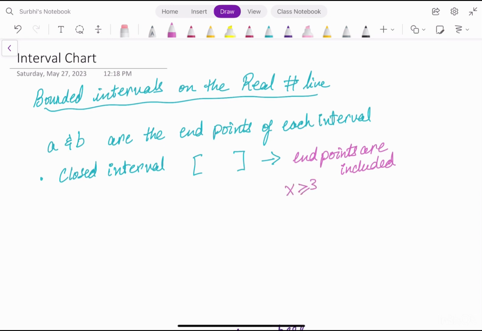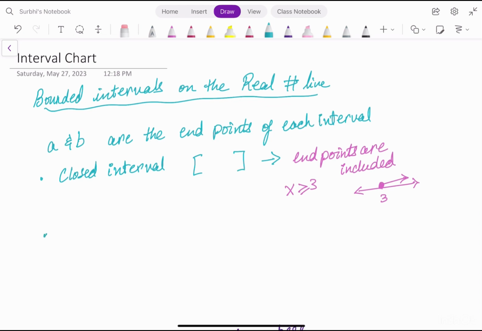For example, x is greater than or equal to 3, because the equal to sign is there. That means 3 is included, and 3 and anything greater than 3 is your answer, right? So the inclusion part is there with the bracket.